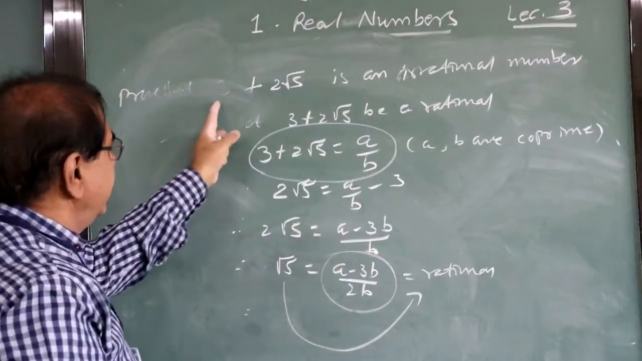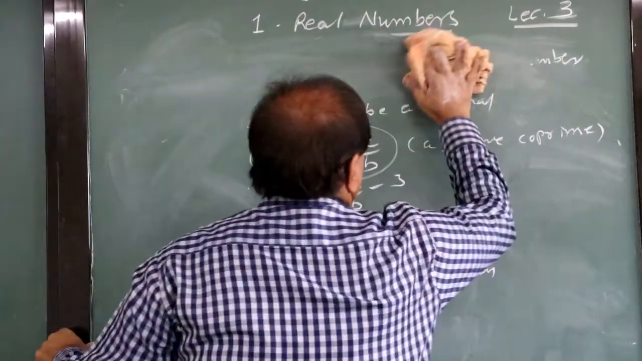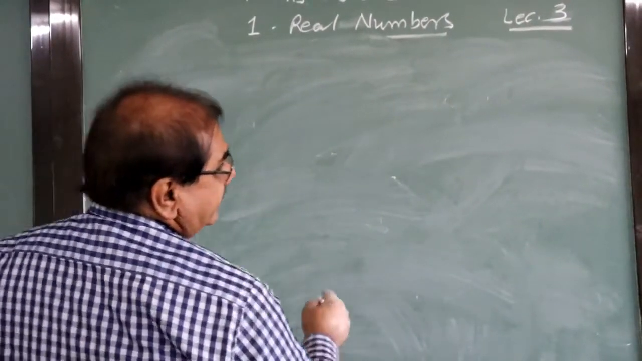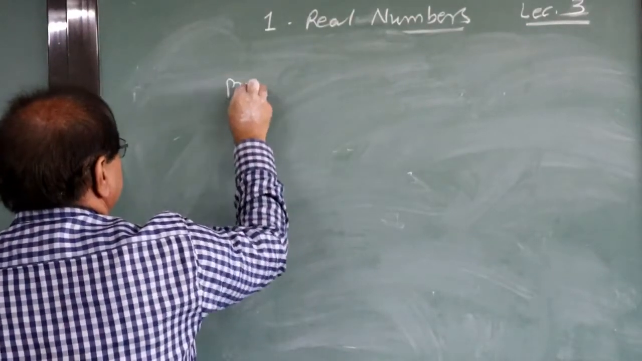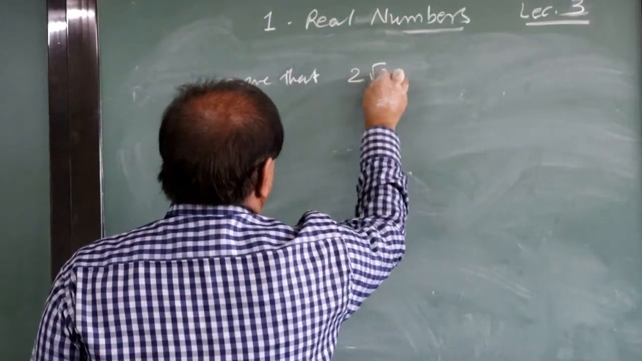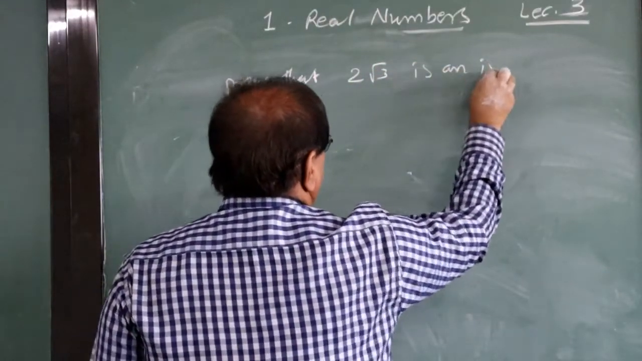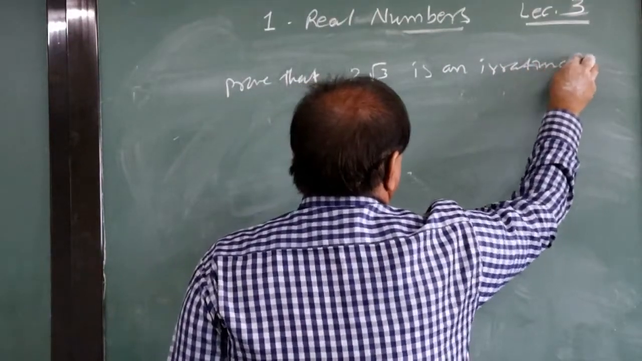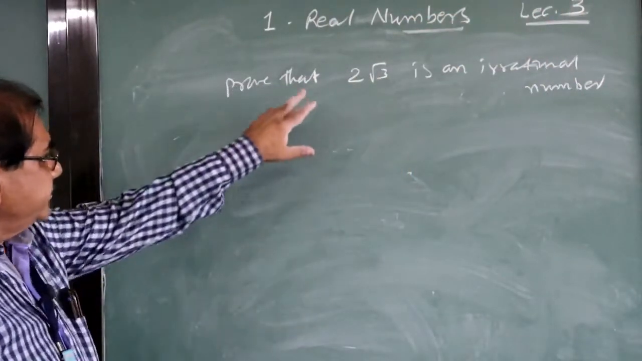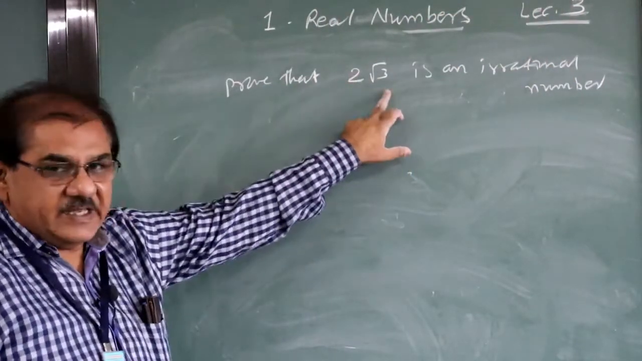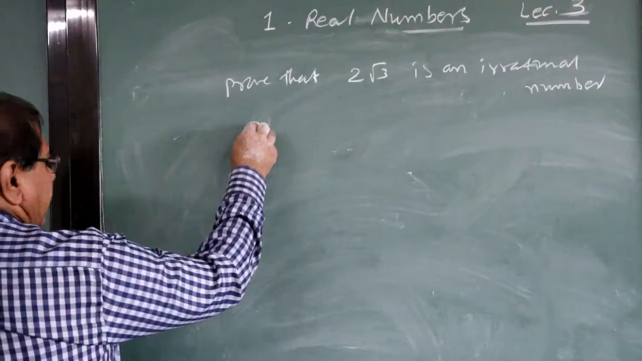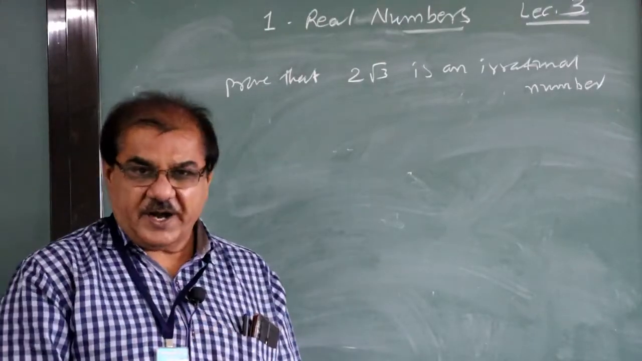It was the sum of one rational and one irrational. Now we take the product. Product means multiplication. Suppose I want to prove that 2 square root 3 is an irrational number. Okay. So it is a product of rational and irrational. So the answer must be irrational, but we want to prove it. So again we use the same method, contradiction.